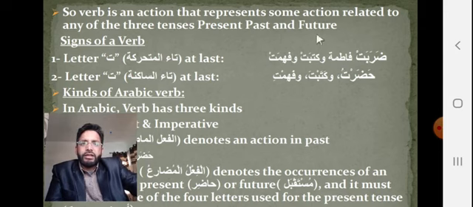Actually, this example here is for this second sign. There's a typical mistake, you see. Letter ta mutaharrik at the end. Hadartu, this is ta mutaharrik. These examples are for the first sign. Katabta, ta is mutaharrik at the end. Fahimti, ta is mutaharrik at the end. Hadartu means I was present.